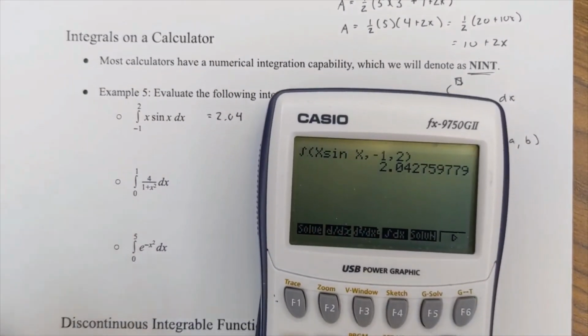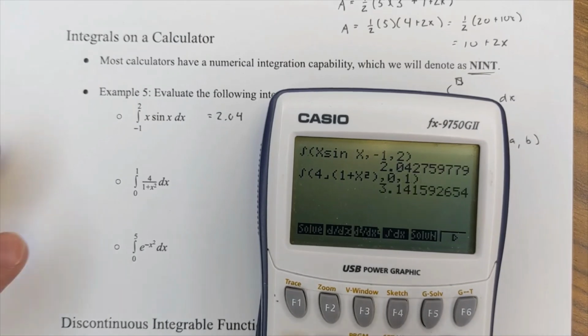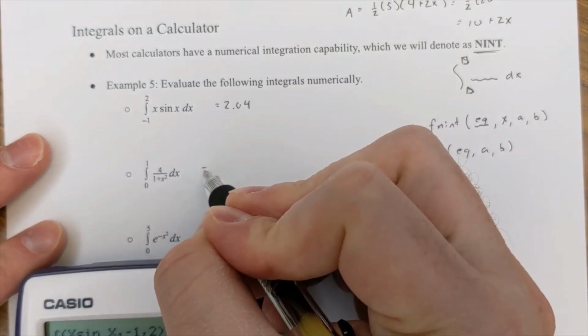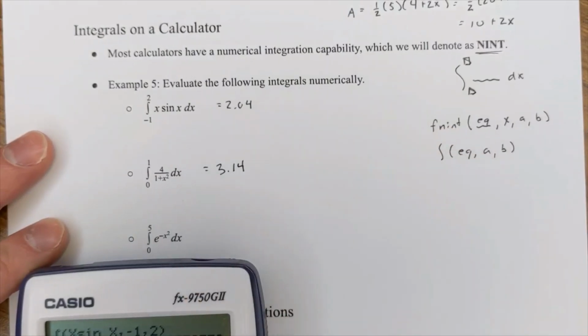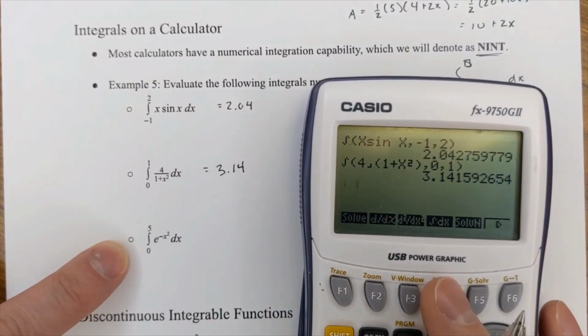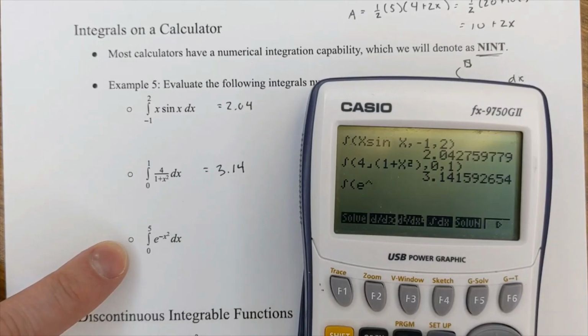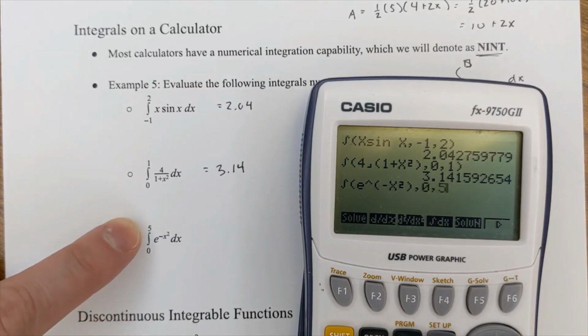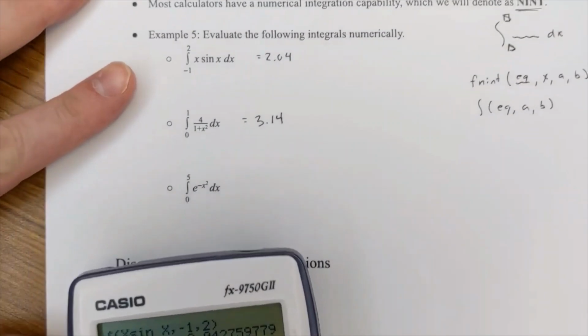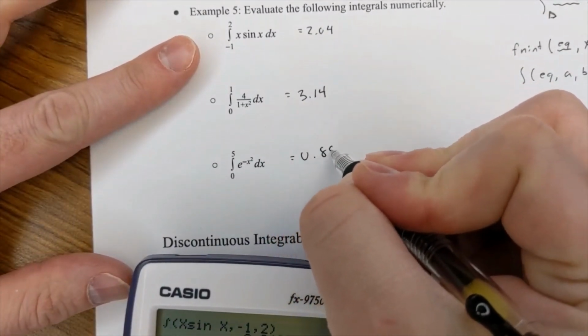For this one, the integral of 4 over 1 plus x squared from 0 to 1 comes out to be 3.14, that's pi. And the last one, the integral of e to the negative x squared from 0 to 5, comes out to be 0.89.